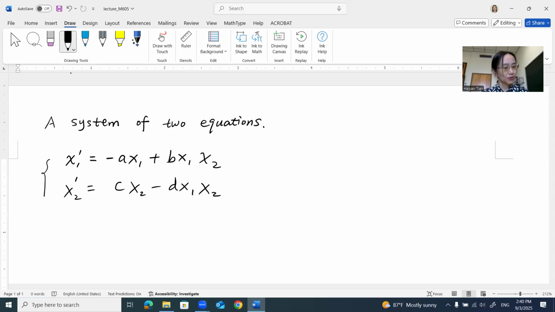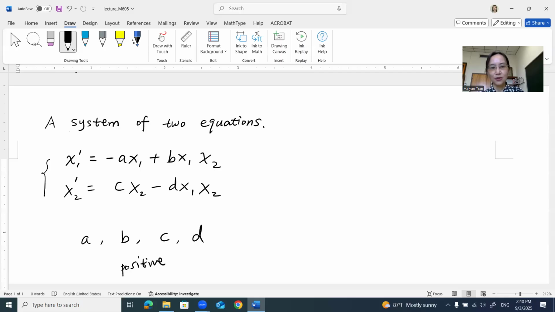And we know that x1 is the predator, x2 is the prey, and the assumption is that A, B, C, D are positive constants. Yeah, so they are all positive. So this population model that you know already. But today I want to introduce a general way of representing such a system.